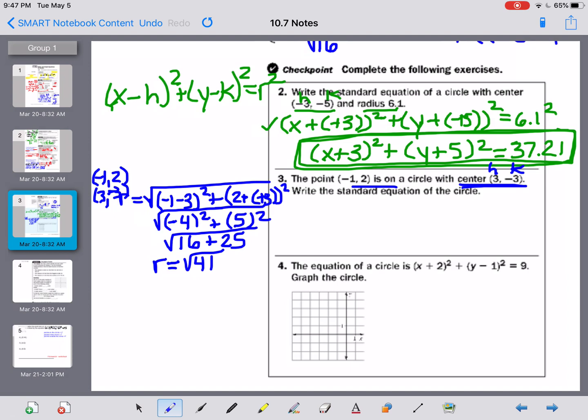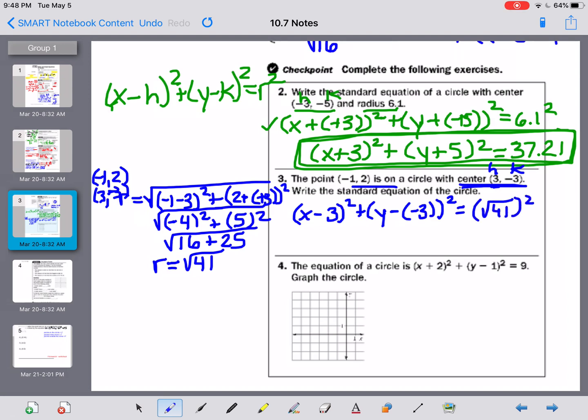Coming back to our problem, we're writing the standard equation. So I'm going to start with x minus my h, which is my 3, squared, plus y minus my k, which is -3, that I almost forgot earlier, squared, equals my r, which is the square root of 41, squared.